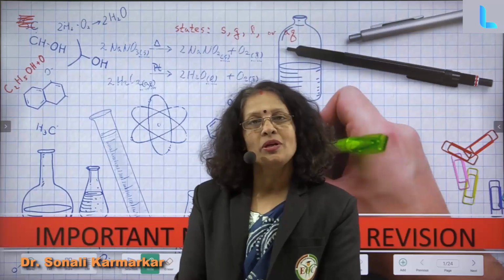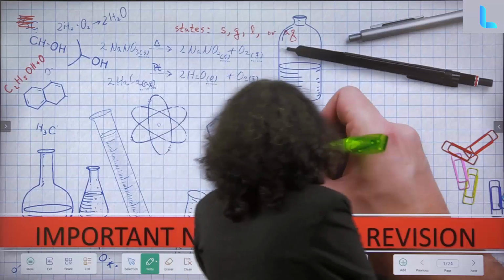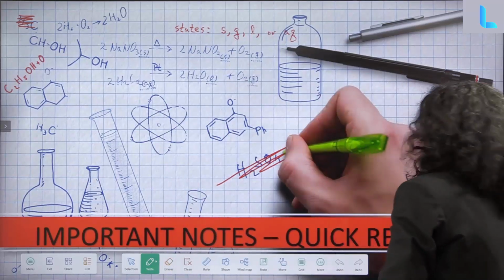For class 10 science, we have a chapter named Magnetic Effects of Electric Current. Let's see the important points. We will revise it quickly.